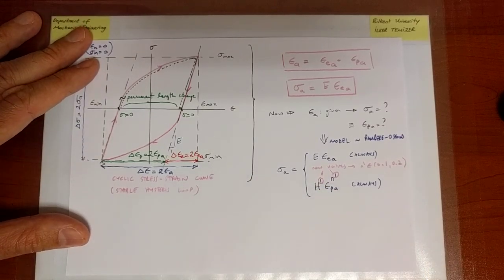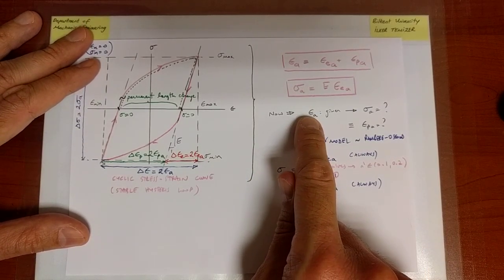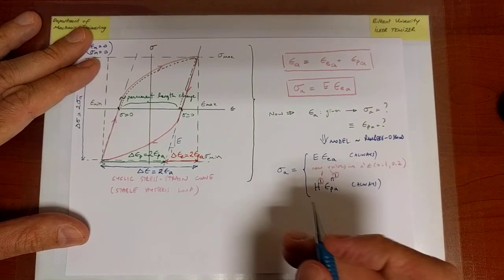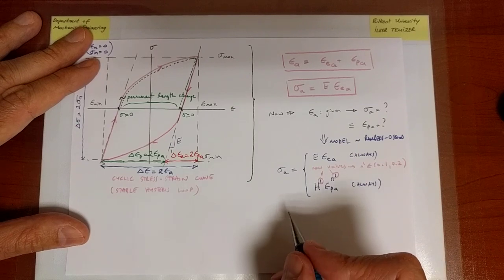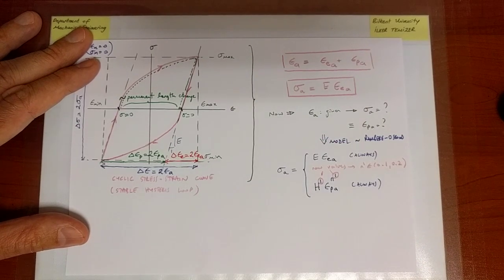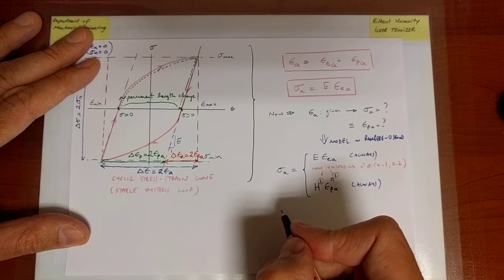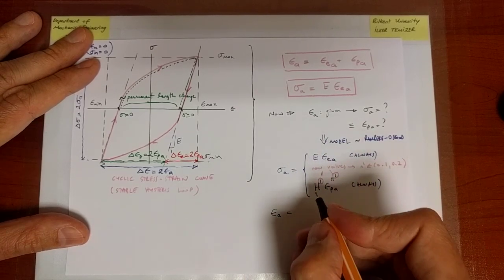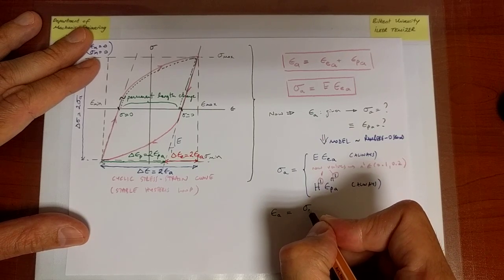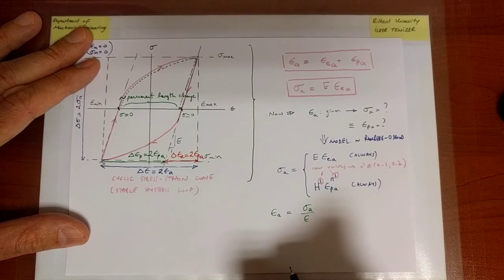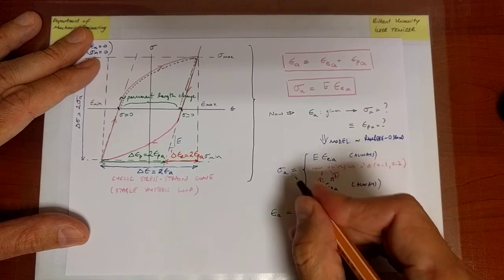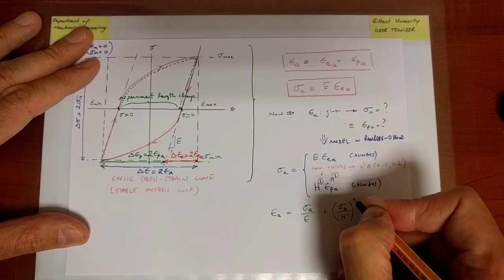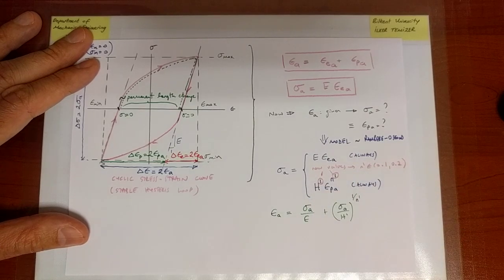Now that we have these, let's go back to our original question. Given epsilon A, what is stress? And so the stress amplitude, actually. Once we have the two portions, I can sum these up and conclude that the total strain has an elastic part, epsilon A, which is sigma A over E, and it also has a plastic part, which is sigma A divided by H prime to the power 1 over N prime.